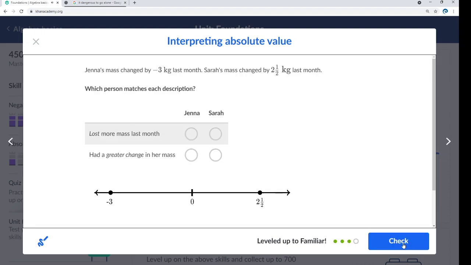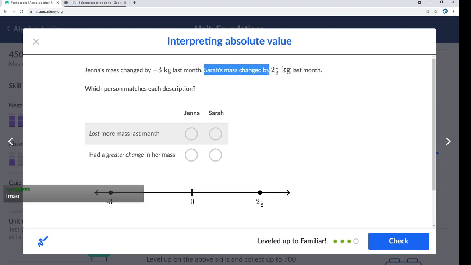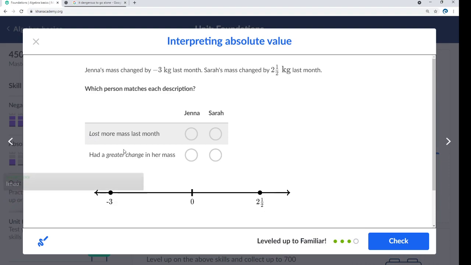Yeah! Doing it. Okay. So Jenna's mass changed by 3 kilograms last month. That's a weird way to say she lost 3 kilograms, but okay. Sarah's mass changed by 2.5 kilograms last month, so 2.5. Which person matches each description? Lost more mass last month, had a greater change in mass.